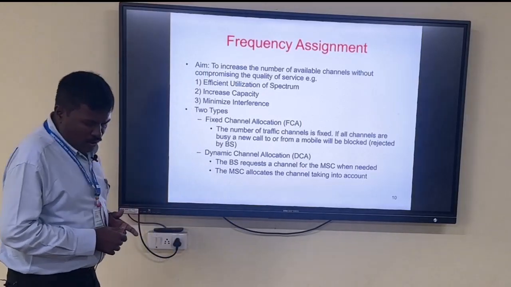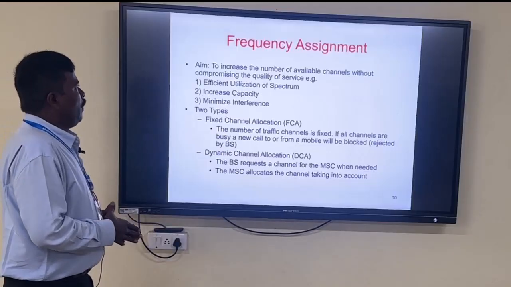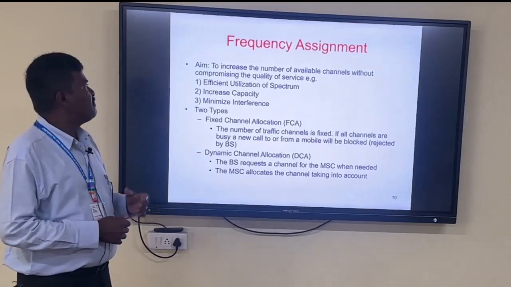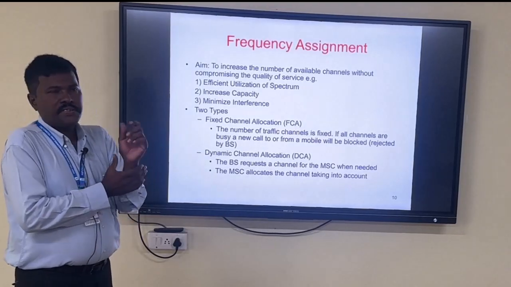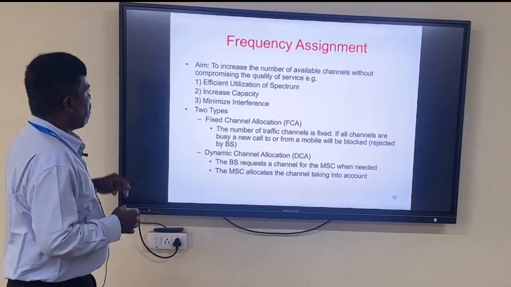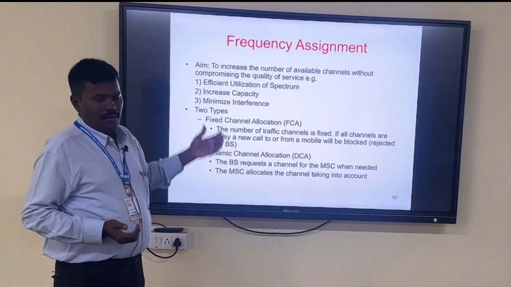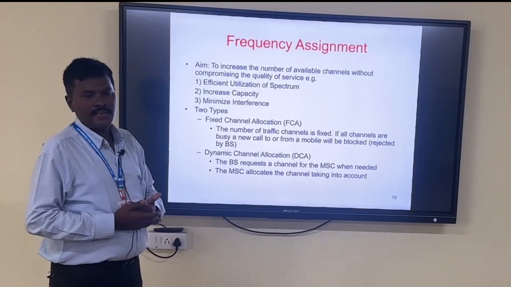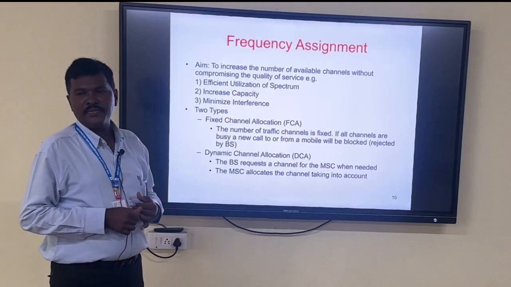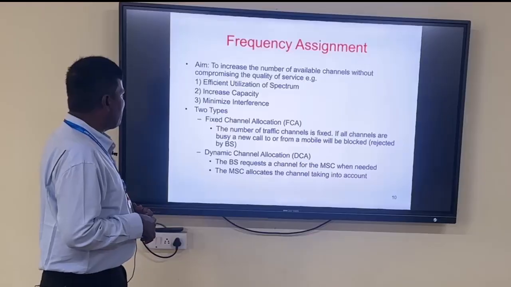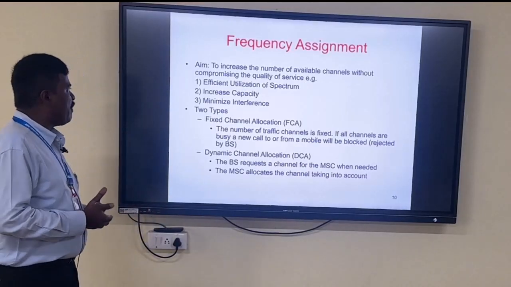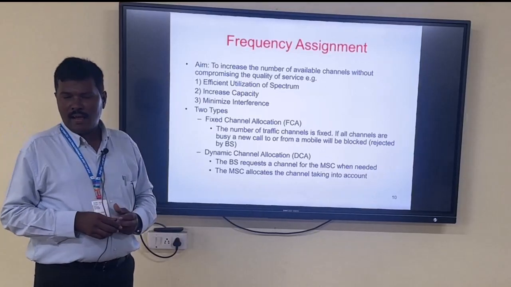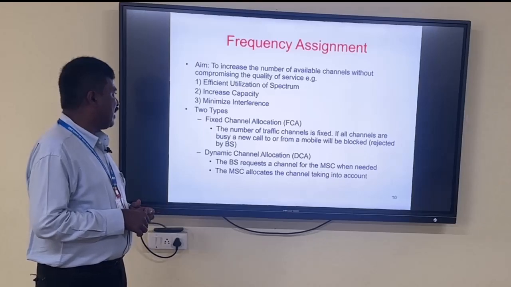The next concept is frequency assignment. This concept comes into the picture to increase the available channels without compromising the quality of service. What is quality of service? It means the effective utilization of the spectrum, increasing the capacity as well as minimizing interference. So these are the quality of service we have to maintain. Here we have two different types of frequency assignment. The first one is fixed channel allocation, the second one is dynamic channel allocation.